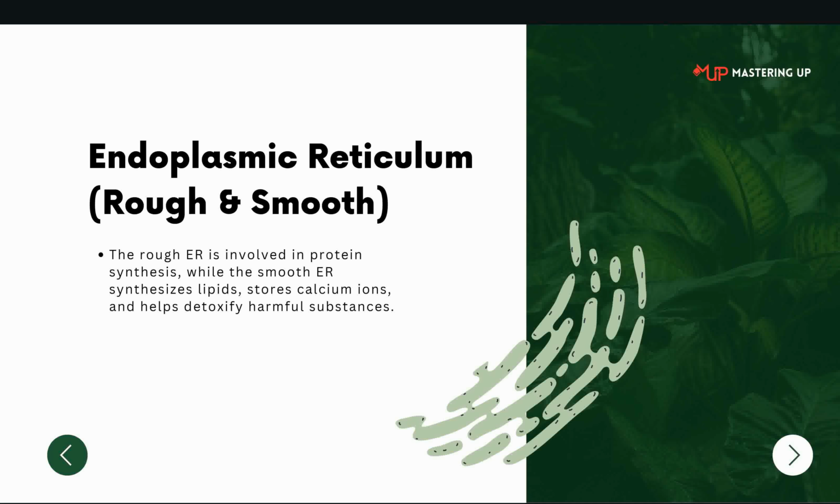The other important term is the endoplasmic reticulum. The endoplasmic reticulum, as we have studied earlier, is divided into two types, the rough endoplasmic reticulum and smooth endoplasmic reticulum. The rough endoplasmic reticulum is studded with ribosomes and it plays a key role in protein synthesis, while the smooth endoplasmic reticulum synthesizes lipids, stores calcium, and detoxifies harmful substances.